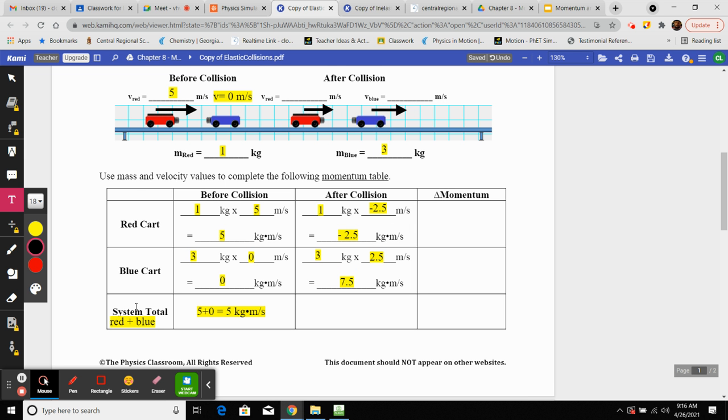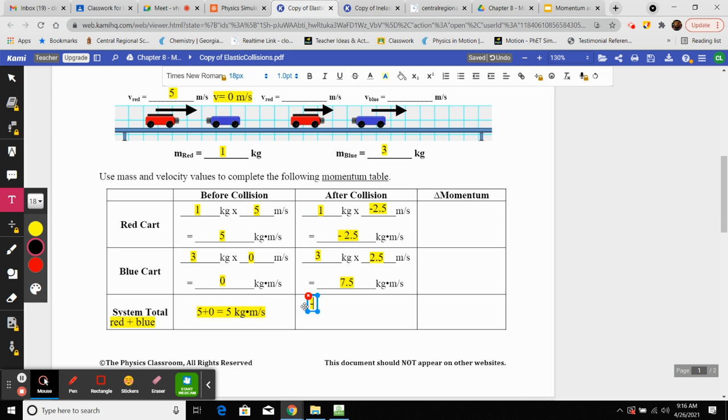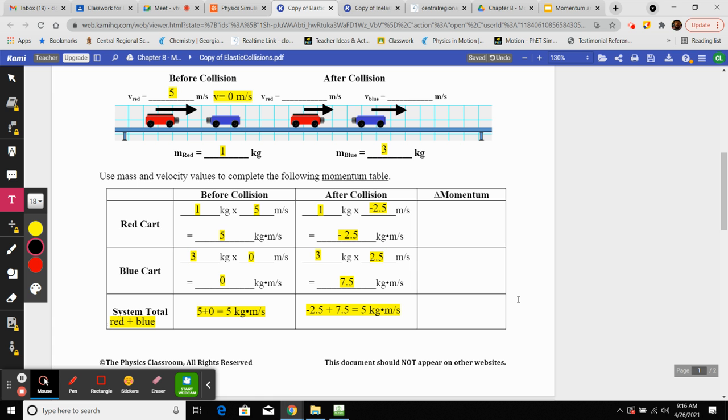All right. So the system total is the red plus the blue. What was the red's momentum after collision? Negative 2.5 plus 7.5. And what is that going to equal? It is going to equal 5 kilogram meters per second. Okay, interesting.